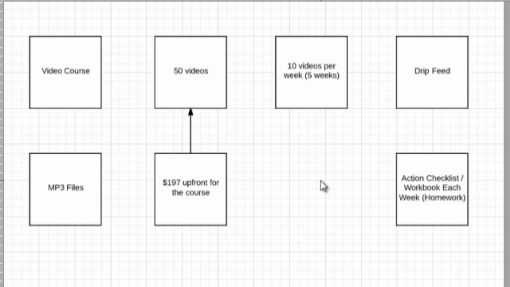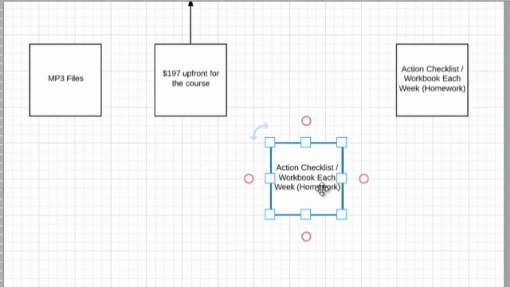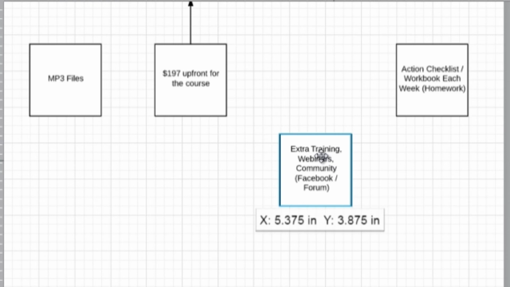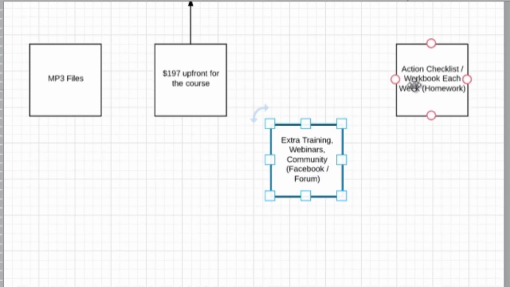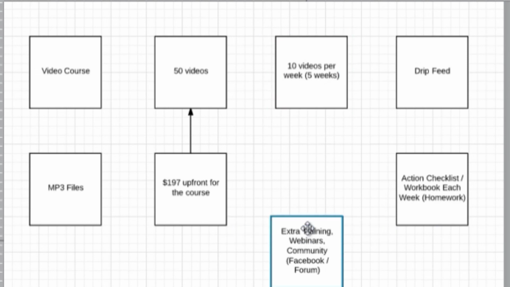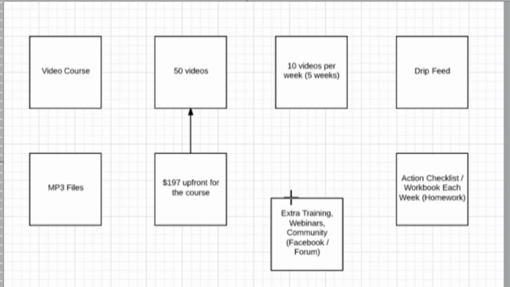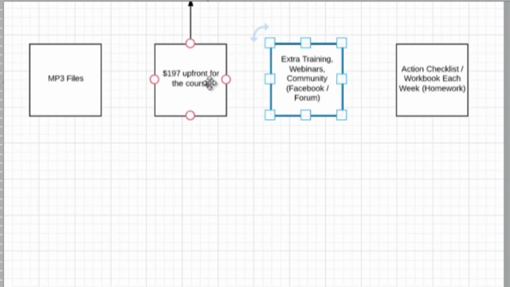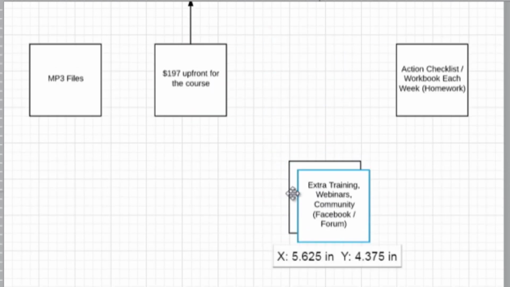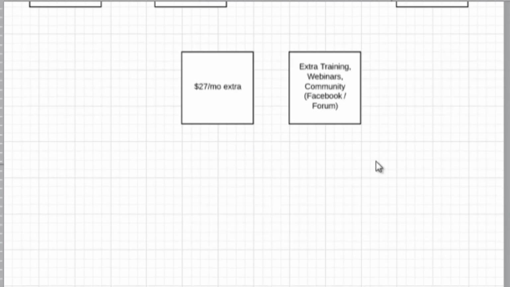So actually what you could do is add a component of a community. So you could get extra training, extra webinars, extra community, like a Facebook community or something. Facebook or forum. I will say Facebook communities tend to be a little bit easier to manage. The forums are a little bit more difficult because you have more information. But all right, as you can see here, let's just do $197, and then let's do $27 per month. So we're going to tack that on.